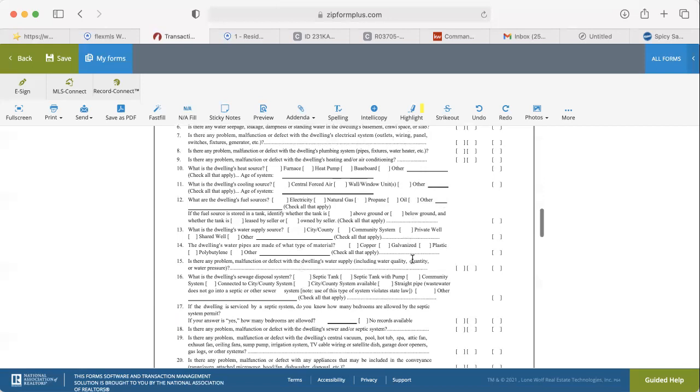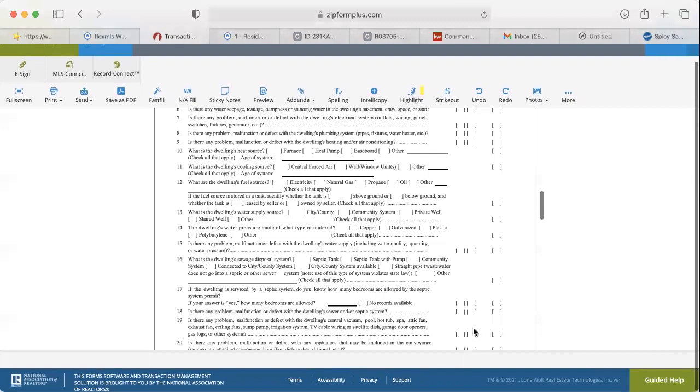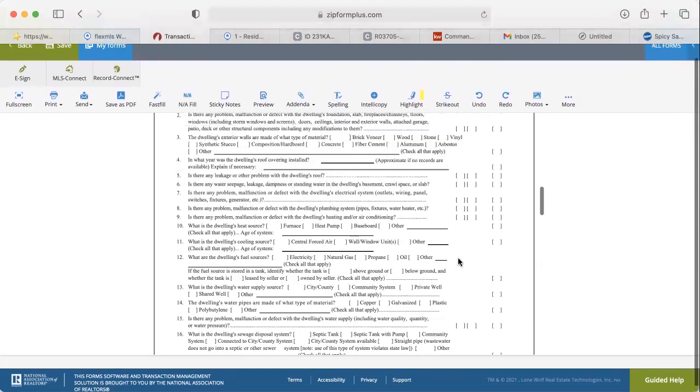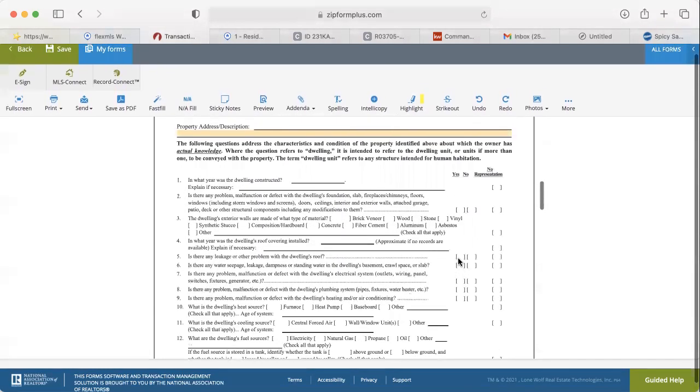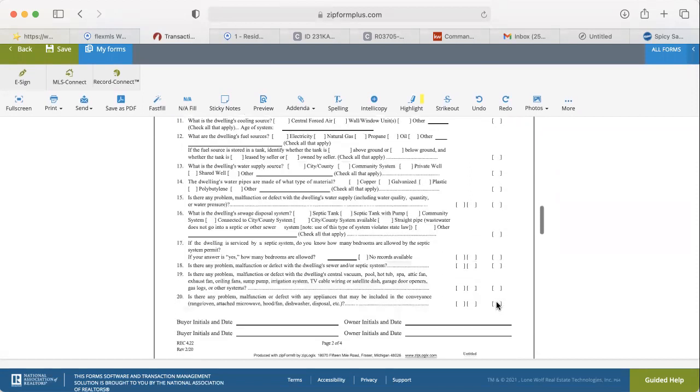Again, they would go through this and mark the appropriate boxes. If they say, I'm not telling them anything, I've never lived in the home, and this happens quite a bit with rental properties, I have not lived in the home, so I'm not really making any representation, they can check no representation all the way down.